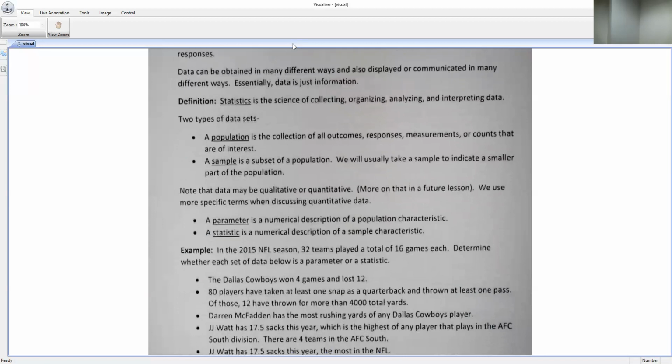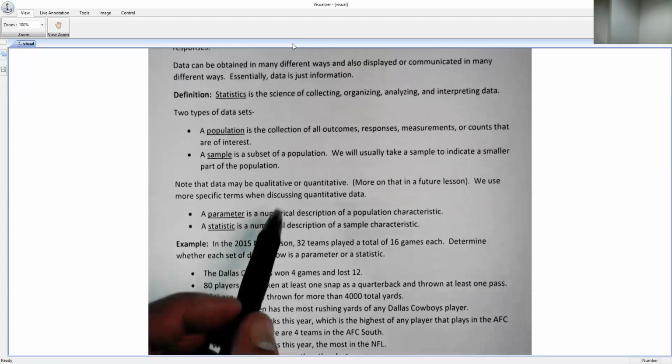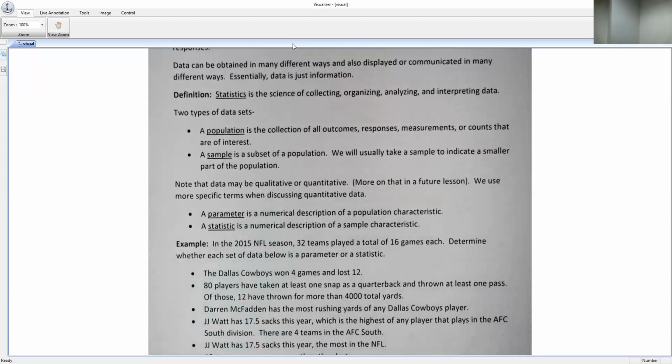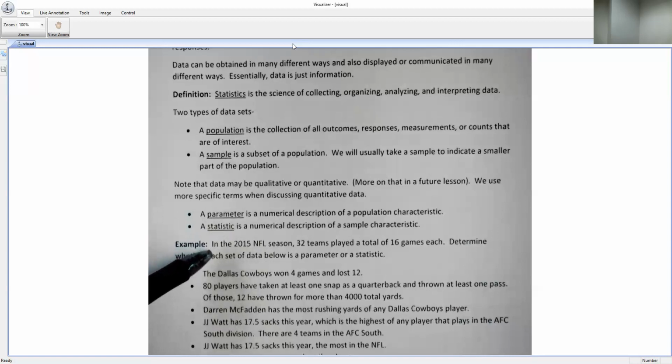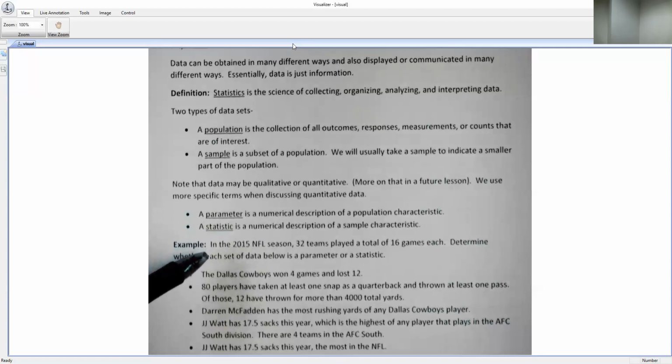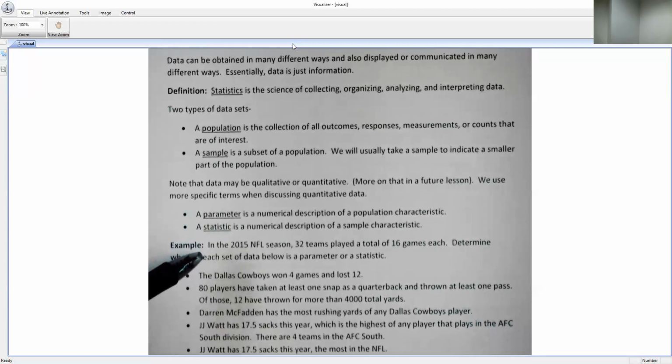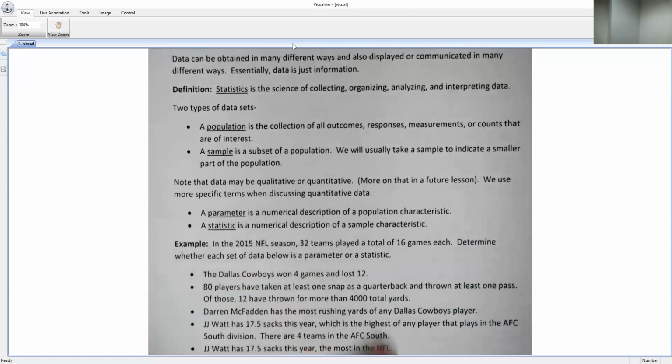Now, as far as data goes, we can have data that's qualitative or quantitative. That will actually be the subject of our next talk. But we use the term parameter when we're measuring something about the population, and we use the term statistic when we're measuring something about a sample. Okay. So for instance, using the population as being all the people in the United States, and a sample being all the people in Texas, we might be able to measure something there.